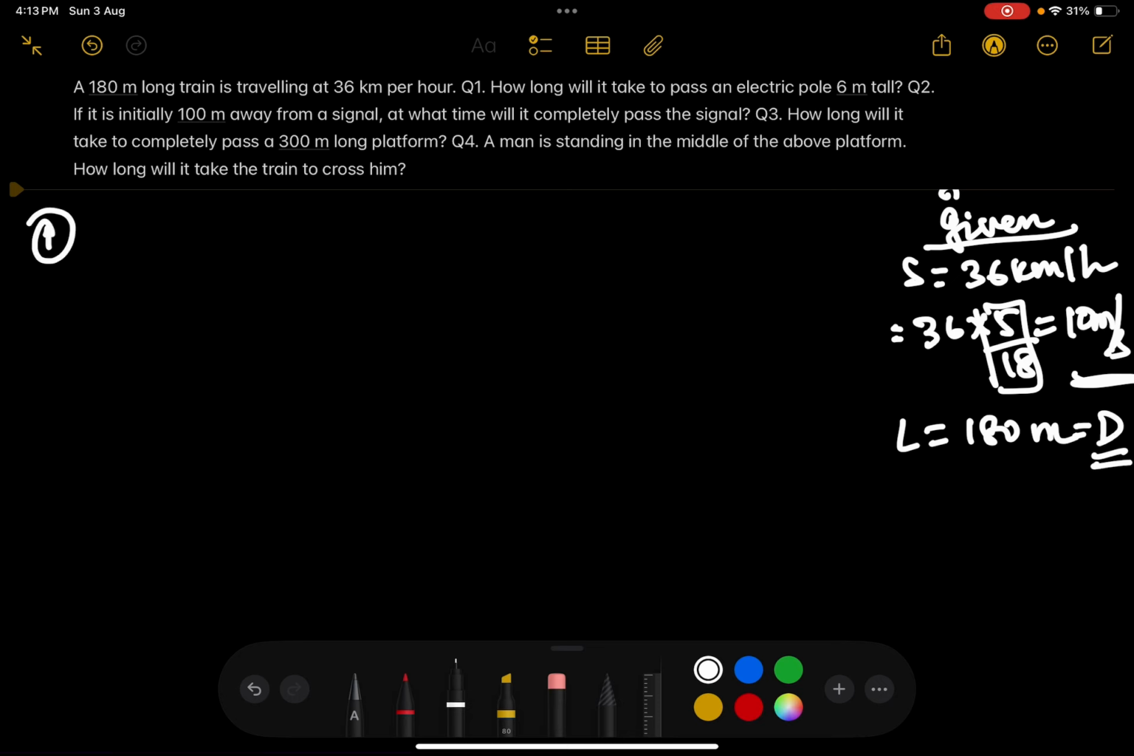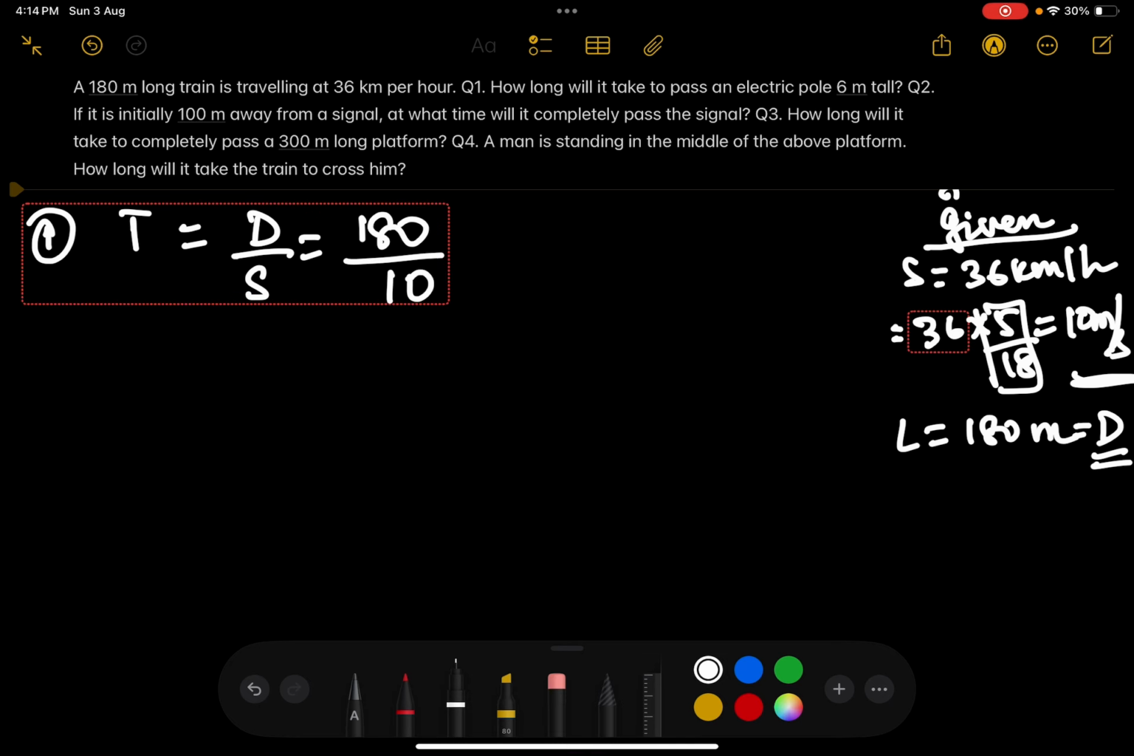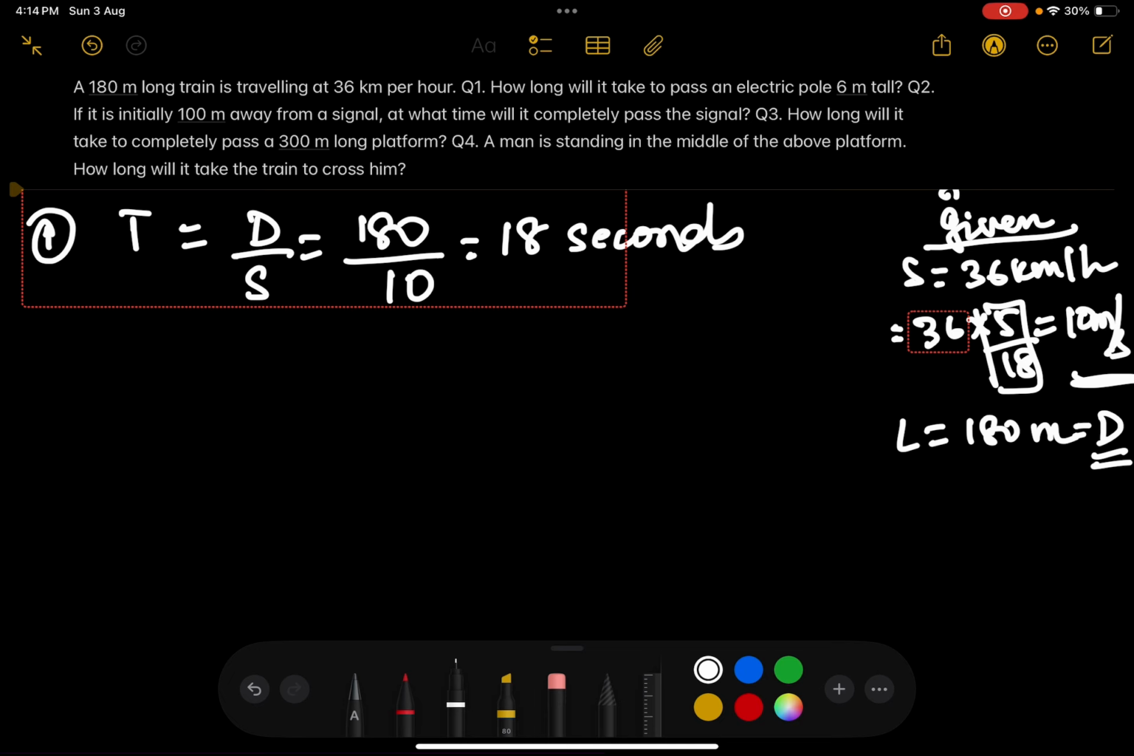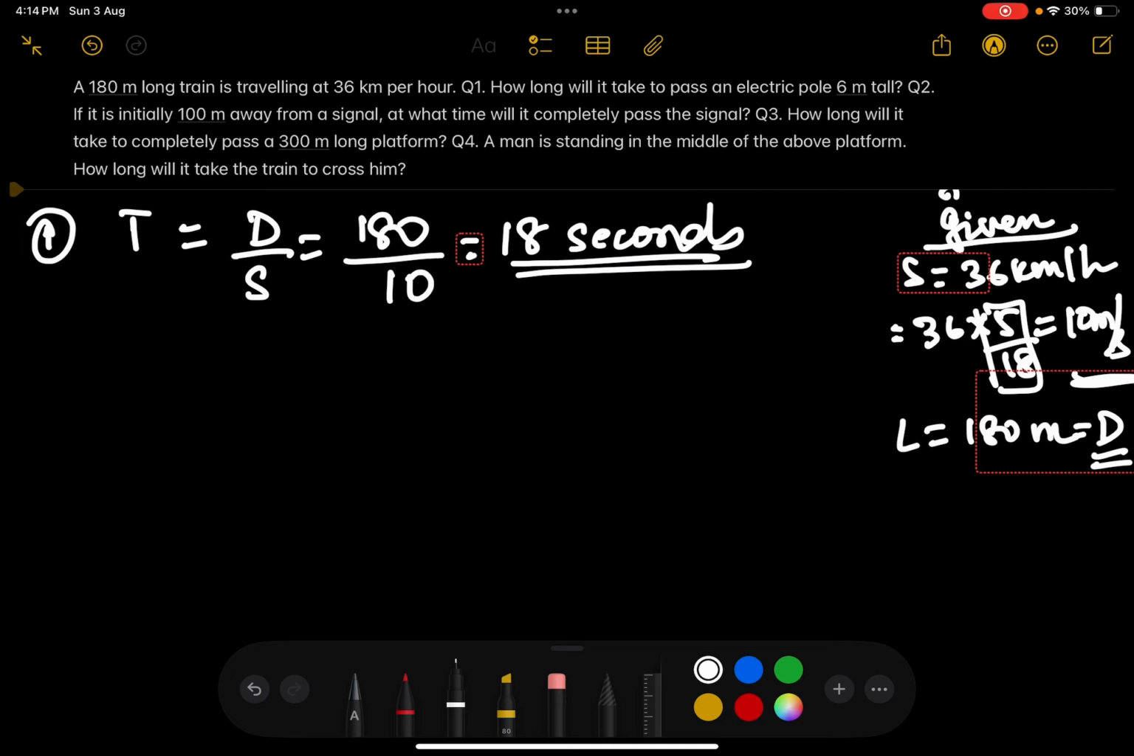Let's take the first question first. How long will it take to pass an electric pole 6 meters tall? Is that pole's height affecting the total distance covered by the train? No, because it's a stationary object which does not have a length. Therefore the time is just for the distance of the train, 180, and the speed is 10 meters per second, so 18 seconds is the answer. The pole is an object that does not have an additional length, so it does not affect the distance covered. You can ignore the height, it's just to confuse you.